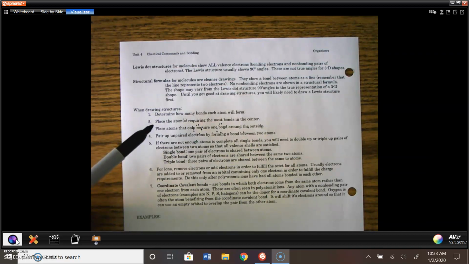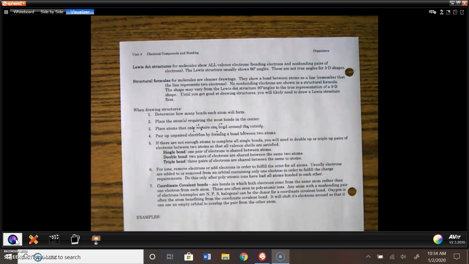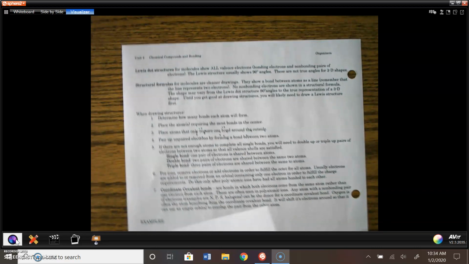The atom that requires the most bonds is typically going to be in the center, and then you're going to place atoms that only require 1 bond around the outside. They kind of act like an outer shell, so hydrogen and halogens are going to be outer shell atoms. Things like oxygen, carbon, and nitrogen are more likely central atoms. And then you're going to pair up any unpaired electrons by forming a bond between 2 atoms. So we're going to stick with those 4 rules first. We'll come back to the other 3 a little bit later, but let's just do a bunch of examples.